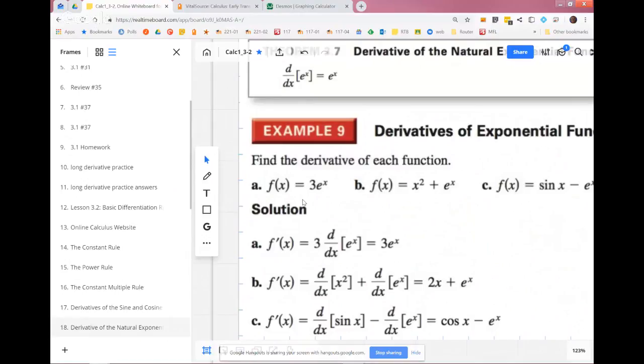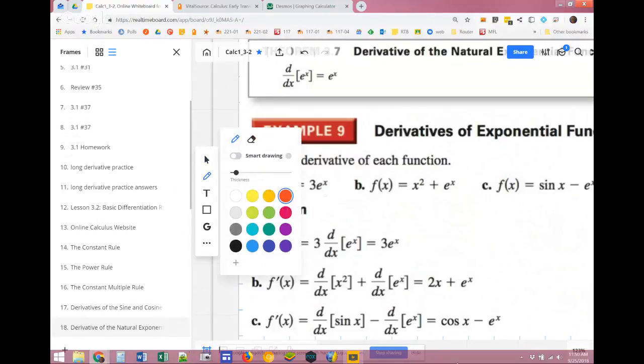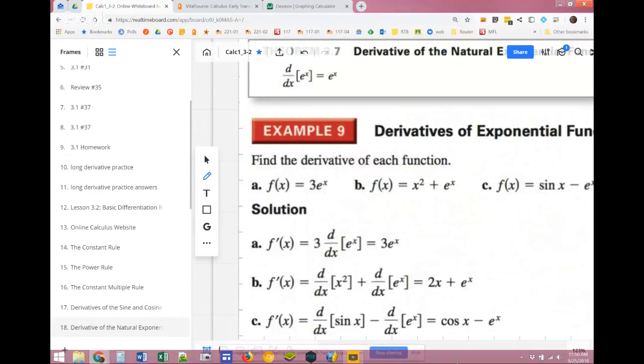So here we go. Let's take some examples. Example A, 3e to the x. So we know what to do with e to the x. That's just e to the x. And what do you do with a constant in front? Nothing. So the answer?